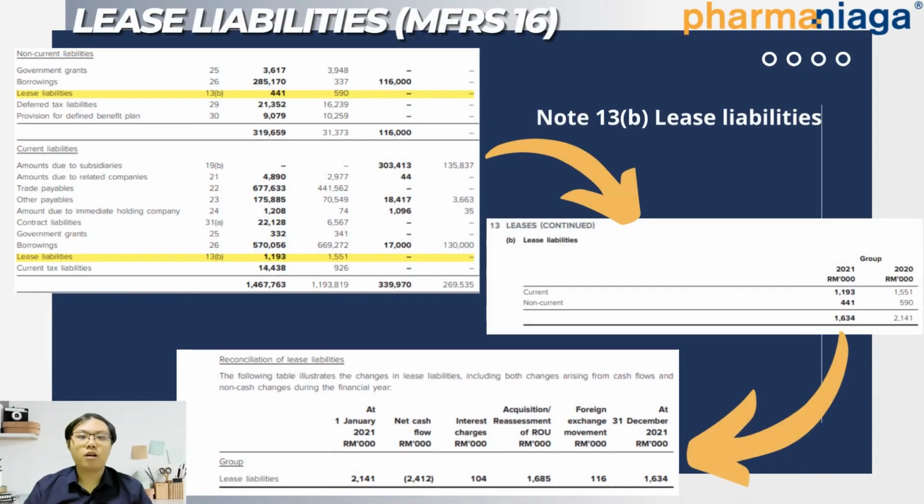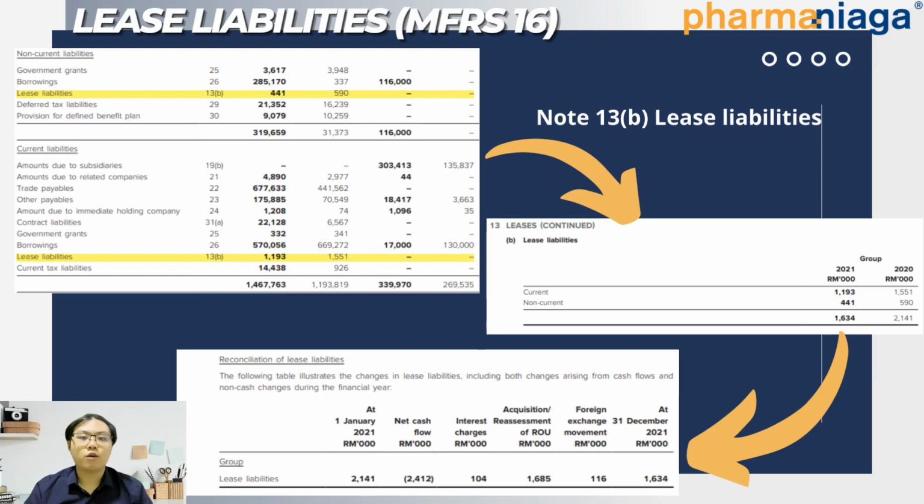Above is an example of the statement of financial position from Pharma Niaga. In the statement above, the lease liabilities are disclosed in current and non-current liabilities, and further explanations are recorded in Note 13b. From Note 13b, the lease liabilities shown are the total amount of the combination of current and non-current lease liabilities. Note 13b also shows the reconciliation of lease liabilities, where the table illustrates the changes in lease liabilities, including the changes from cash flows and non-cash changes during the financial year.